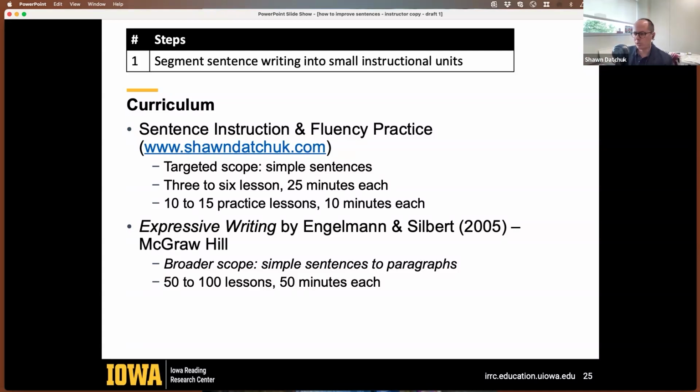So the expressive writing curriculum by Engelmann and Silbert from 2005 has a much broader scope. It deals with not only simple sentences, but also paragraphs. That has 50 to 100 lessons, 50 minutes each. If you're interested in launching off from simple sentences and you have the luck, I think this curriculum is well worth the investment. But for a more targeted approach, you could use the ones that are on my website as well.